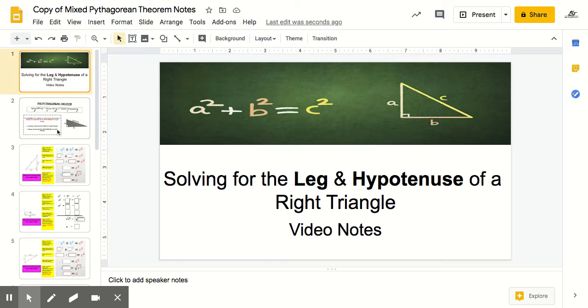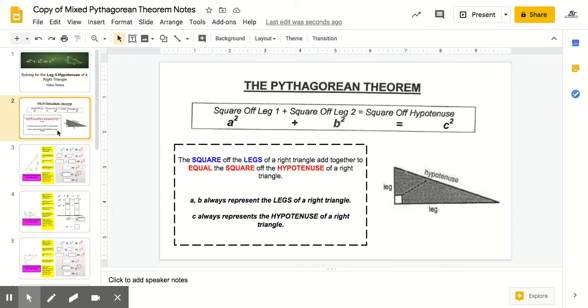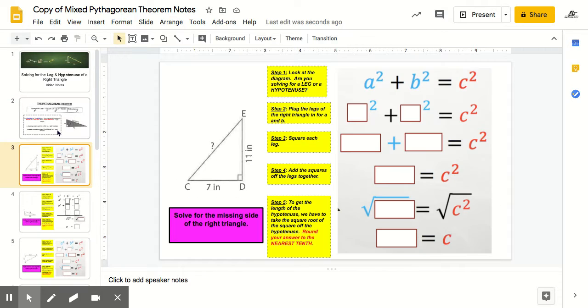Okay, so we're going to do a couple examples together, and then you'll do an activity, of course, on your own. So just a general refresher, Pythagorean theorem is a squared plus b squared equals c squared, where a and b are the two legs of the triangle and c is your hypotenuse. Okay, so like I said, today I mixed everything up. I didn't tell you if you're solving for a leg or you're solving for a hypotenuse.